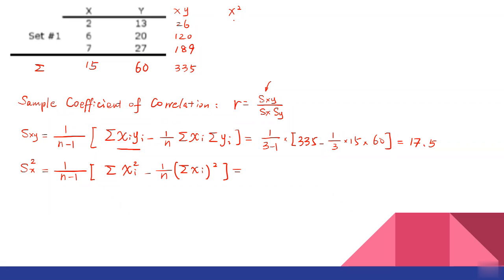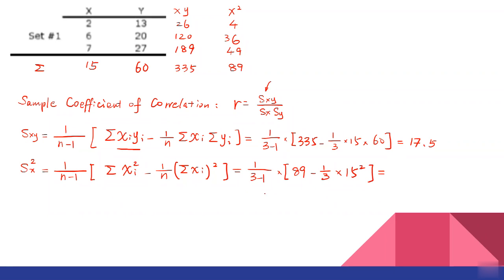So for the first row, x squared is 4. When x is 6, x squared is 36. When x is 7, x squared is 49, right? And the sum of x squared is 89. So let's put all values in this formula. 1 over 3 minus 1 times the sum of all x squared, which is 89, minus 1 over 3 times the sum of x's, which is 15, raised to the second order.